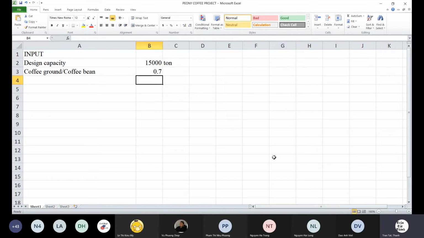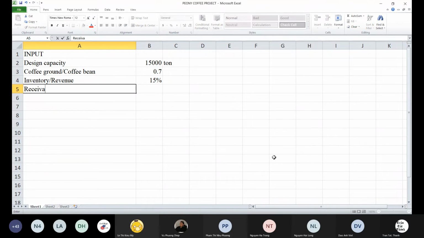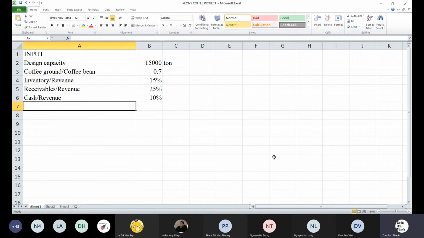What next is going to be inventory over revenue. It's going to be 15%. Receivable over revenue is 25%. Cash balance over revenue is going to be 10%.